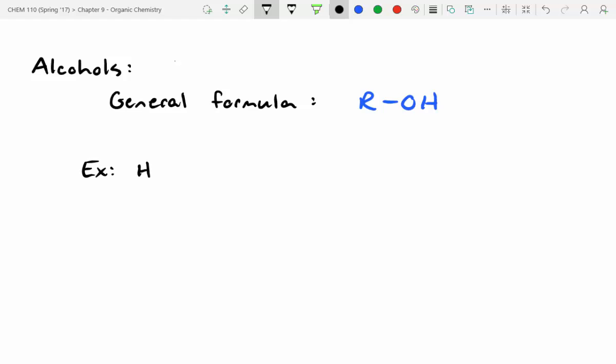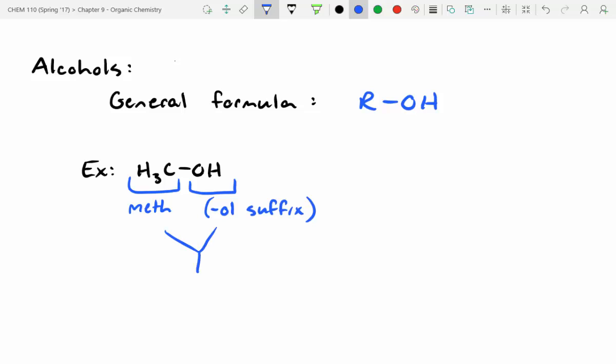So let's take a look at some examples of these. Let's say we've got H3COH. What would our prefix be for our carbon backbone? Would it be eth, prop, but? What do we call it if it's just one carbon? Meth, right? And then anytime you have an alcohol, you have an ol suffix. So if we kind of merge these two together, what do you think this alcohol is going to be called? Methanol.